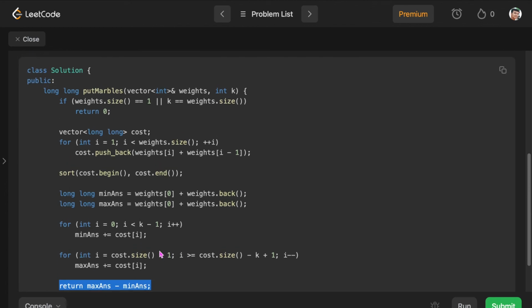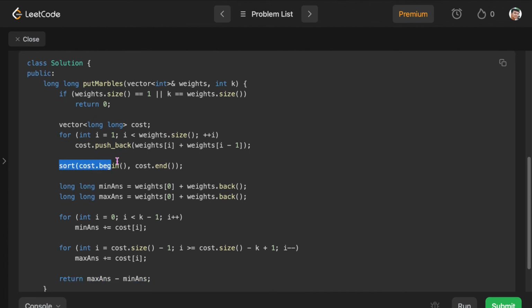So what's the time and space complexity of this? The time complexity of this approach is n log n because we are using sorting.